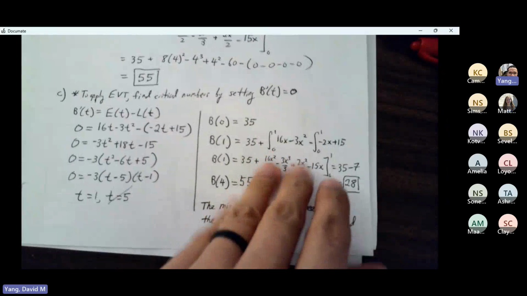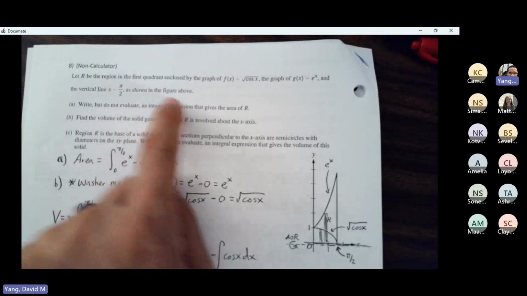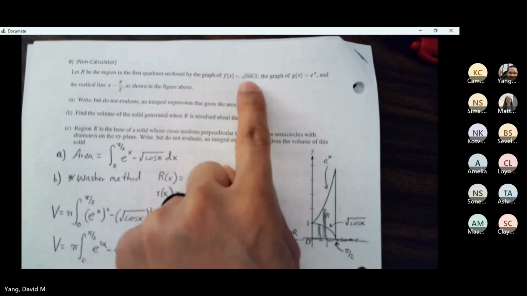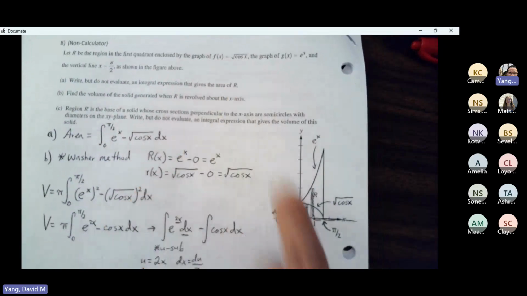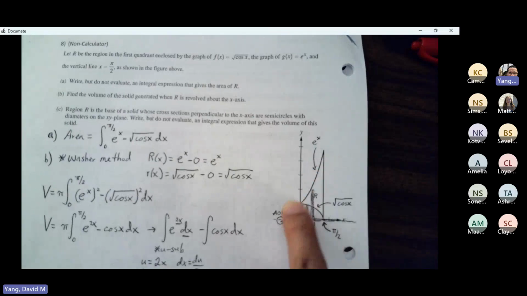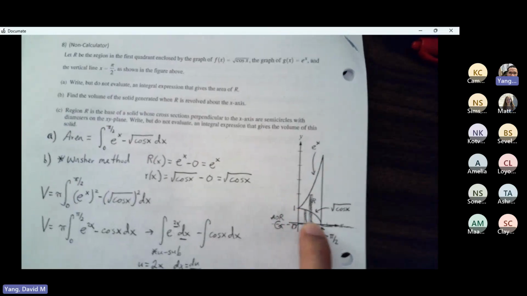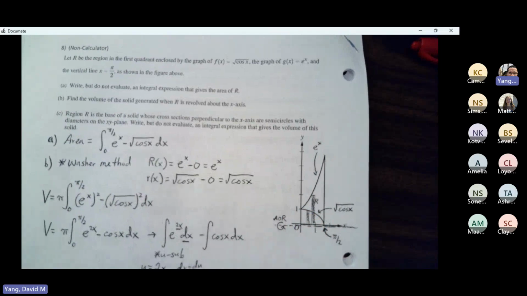Okay, last one here, number 8. I want to make sure to include an area volume problem. So again, non-calculator, let R be the region in the first quadrant. We have y equals square root of cosine of x. That's this curve you see here. I'm sorry, this right here. This curve going down, root cosine x.